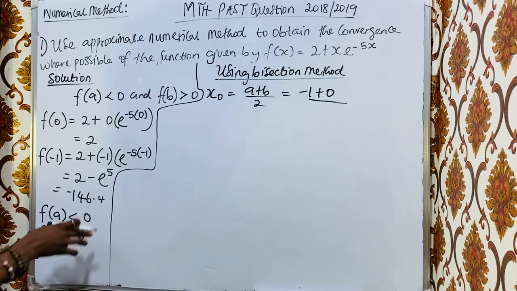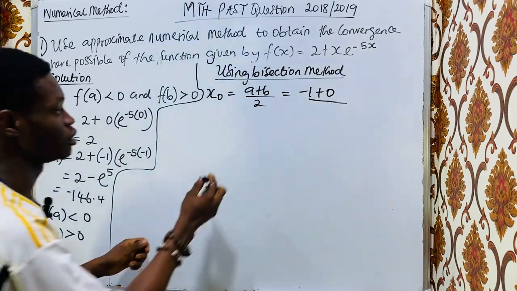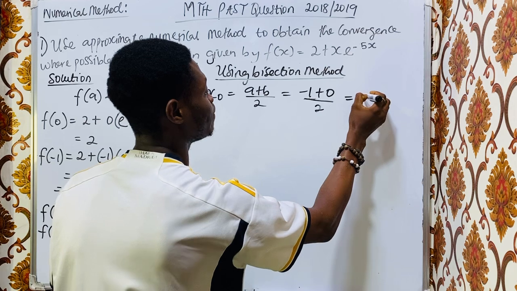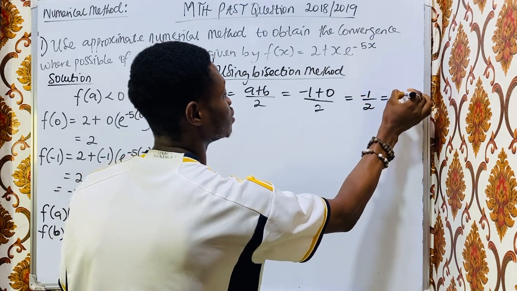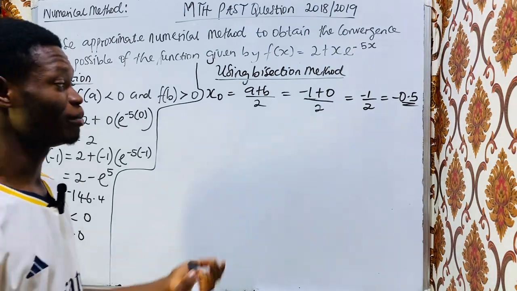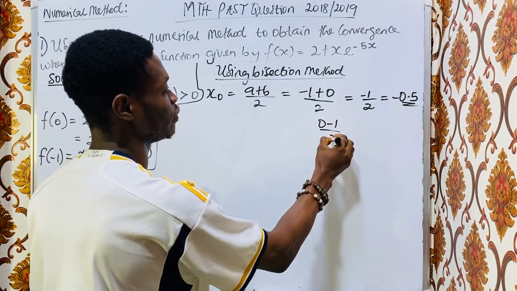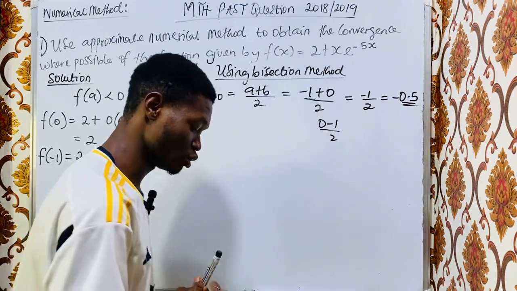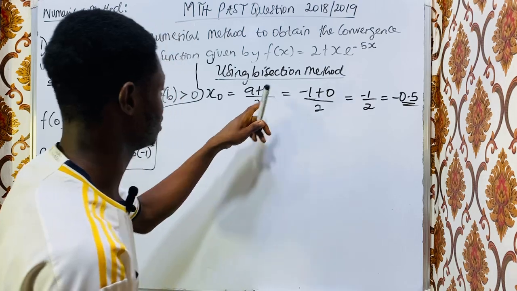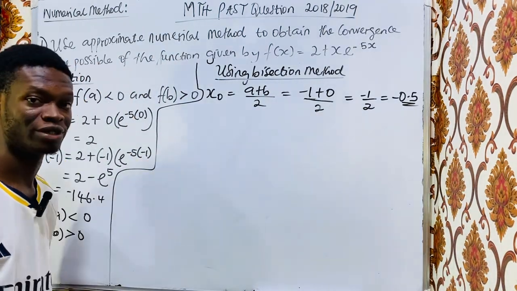As you can see, minus is less than 0, and 2 is greater than 0. So all over 2, which is equal to negative 1 all over 2, which will give us negative 0.5 as our answer. Remember, some people can still decide to do 0 minus 1 all over 2. You know that addition is commutative, so it doesn't matter. I'm just following what we got. Now we have gotten our initial guess at negative 0.5.